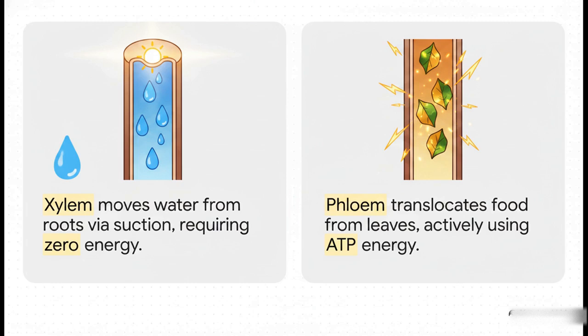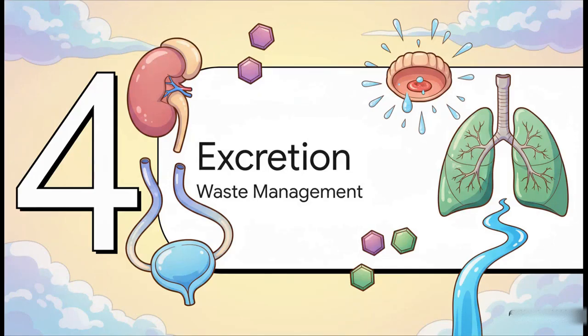On the other hand, the phloem is responsible for transporting the food made in the leaves out to the rest of the plant. And unlike the xylem, this is an active process that requires the plant to spend some of its hard-earned ATP energy. Section 4.